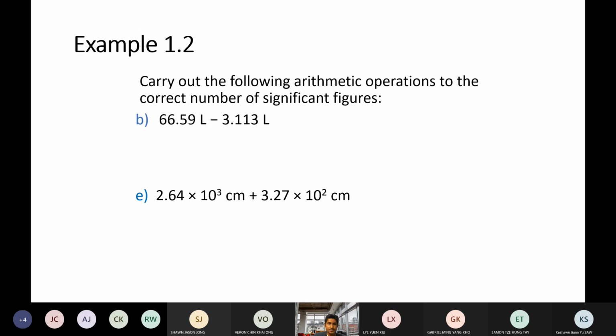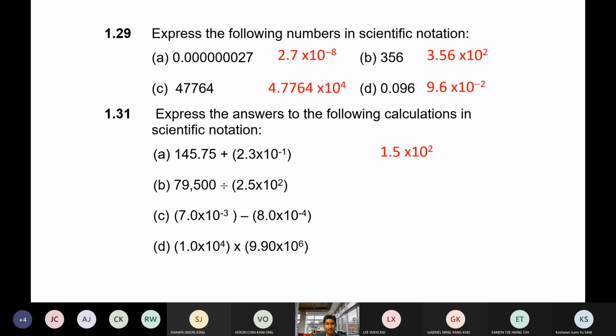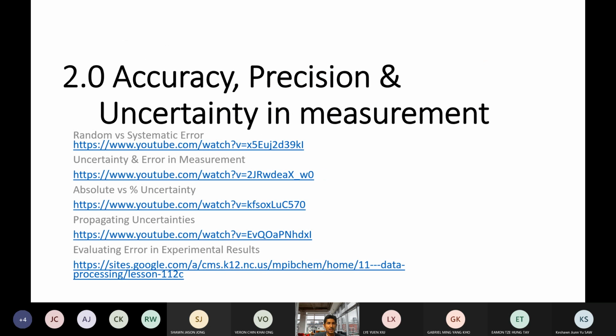Okay. And these are examples for you to try later on. You can try, and if you have any questions, please let me know. It was supposed to be tried in the classroom.